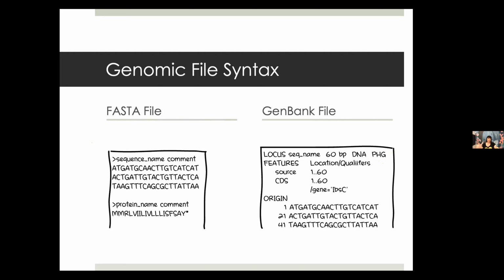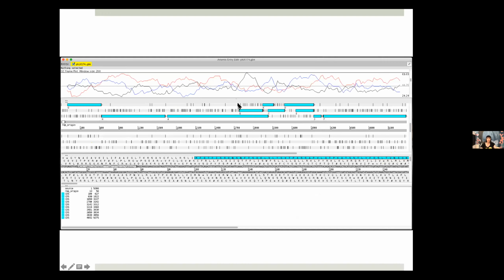GenBank files are pretty complex. There are very specific and strict terms like locus, features, origin. So you're going to want to let programs create that for you, which Artemis and my program will.